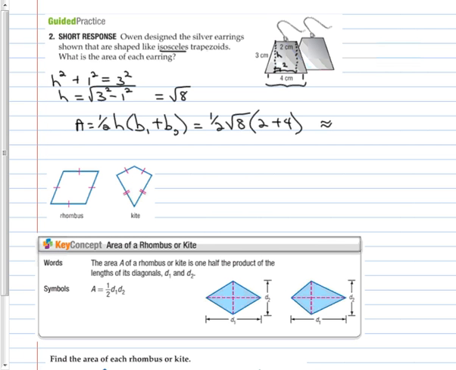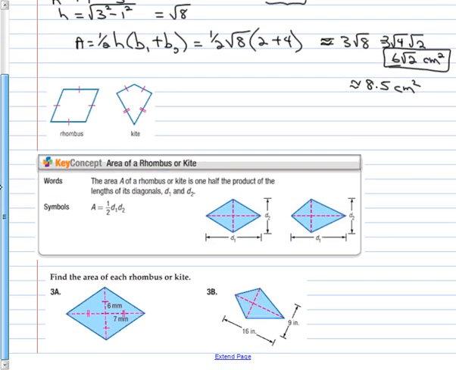People want to agree. 2 plus 4 is 6. Half of 6 is 3. 3 square root of 8. Okay, let me keep going with the exact value, putting in the calculators a little bit. The square root of 8 can be simplified. 4 times 2 is 8, and the square root of 4 is 2. 3 times 2 is 6 square roots of 2. There's the exact answer: 6 square roots of 2 centimeters squared. What's the approximate answer? 8.5 centimeters squared. Don't forget your ability to simplify square roots.